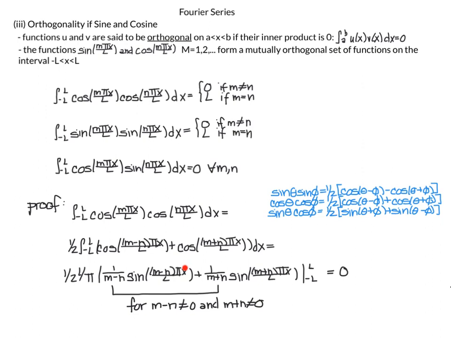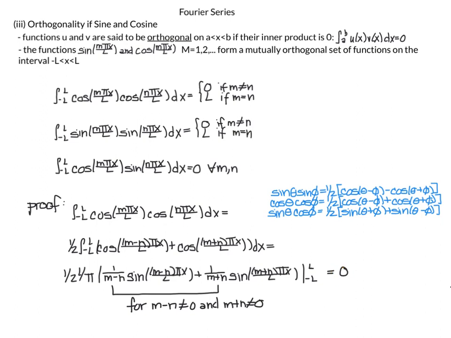When we plug in L, you can see that the L's disappear, and then we have the sine of some integer, since m and n are integers, times pi, right? Plugging in L for x. So this here goes to 0. Similarly here, when we plug in L for x, we're going to have an integer times pi. So the sine of some integer times pi, this also goes to 0. So this whole integral here is equal to 0.